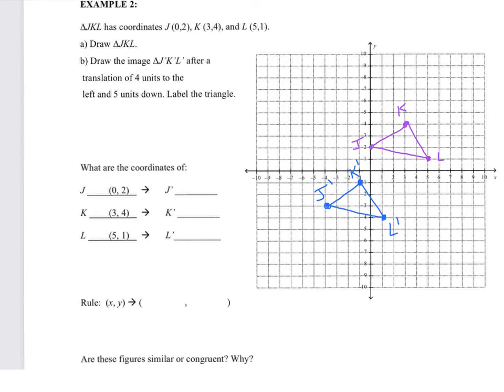All right, so the next step, they want to know what are the coordinates. So our first is J prime, and our coordinate is (-4, -3). Then we have K prime, which is (-1, -1). And lastly, we have L prime, which is (1, -4).